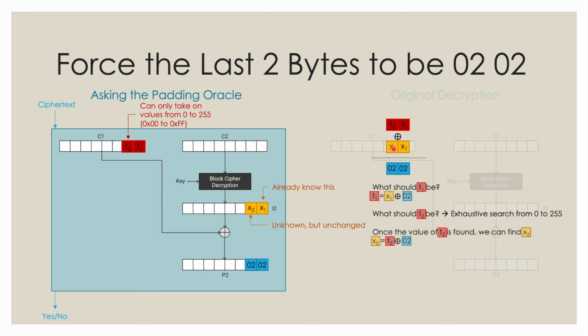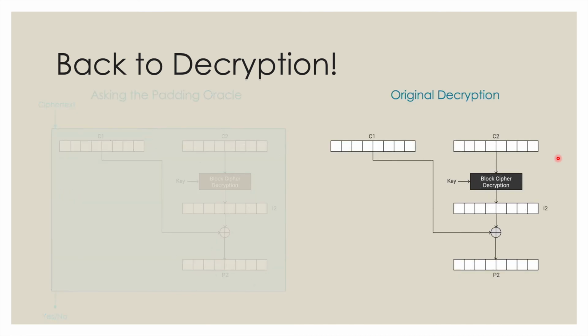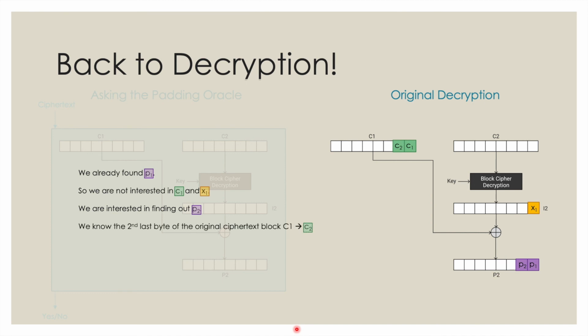Now, back to the original decryption context. We already know the last byte of the plaintext, so we're not interested in the last bytes of this ciphertext block or the intermediate state. We are interested in finding out the second last byte of the plaintext. So if we have our hands on the original ciphertext blocks, we know the second last byte of C1 over here. We also found on the previous slide the value of the second last byte of I2, which is X2.